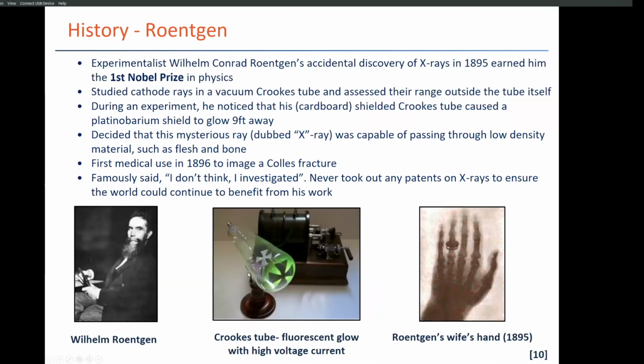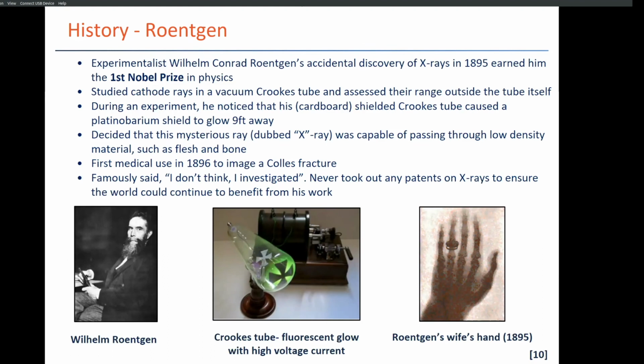Before getting into more of the details, I just wanted to touch on the history, because it's kind of interesting. It was discovered by Wilhelm Roentgen, and it achieved the first Nobel Prize in physics. He essentially discovered it by accident, performing experiments on a Crookes tube. It's interesting that it has become such an integral part of medical imaging as well as the research that we do.